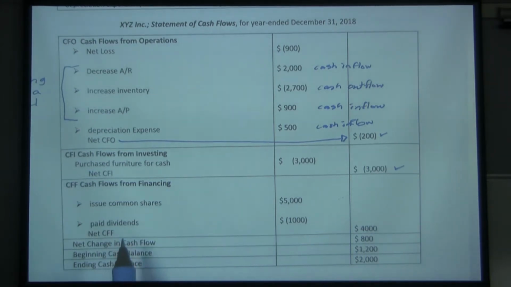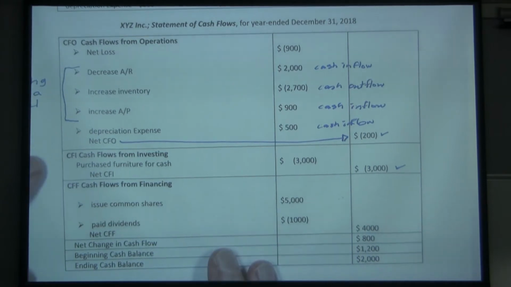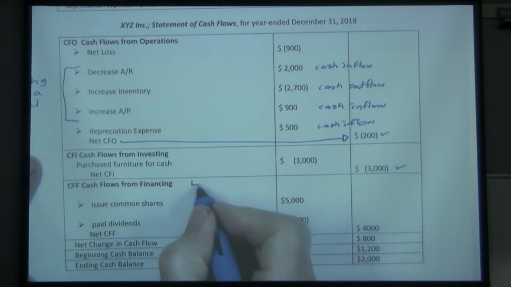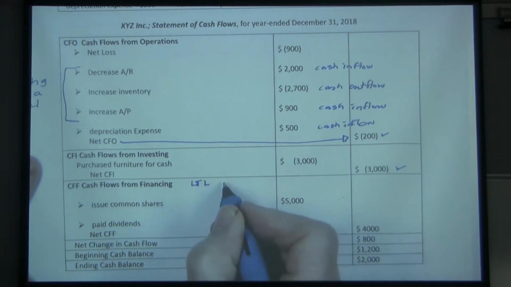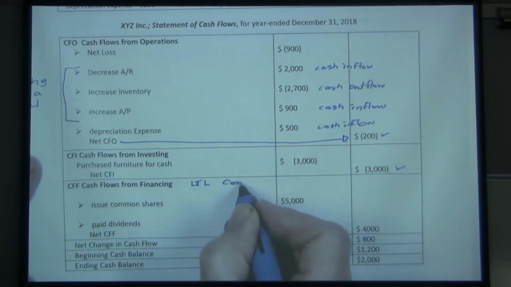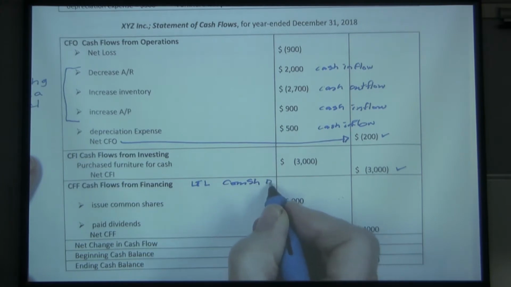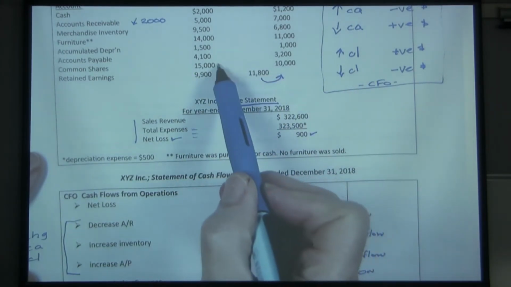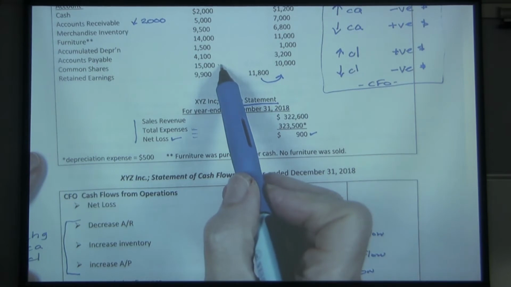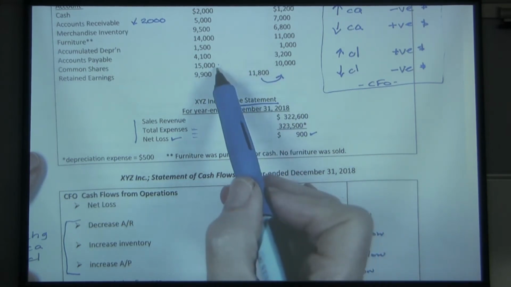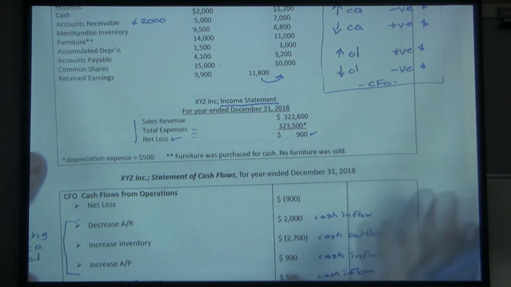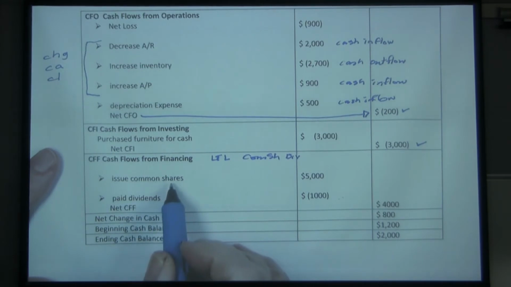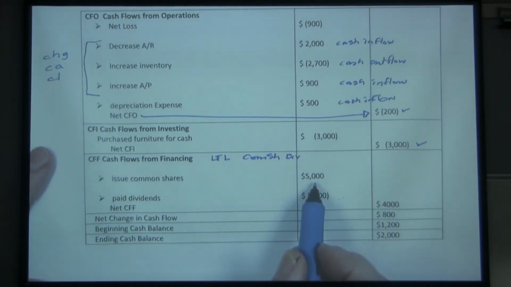For our cash flow from financing, there's something that we need to calculate here, but let's look at, again, any long-term liabilities, any changes there, any changes in common shares, and any dividends paid. So let's have a look. It looks like there was an increase in our common shares. So we issued additional common shares for $5,000. We went from $10,000 to $15,000 during 2018. So we will note we issued common shares, and that's a positive cash flow, $5,000.